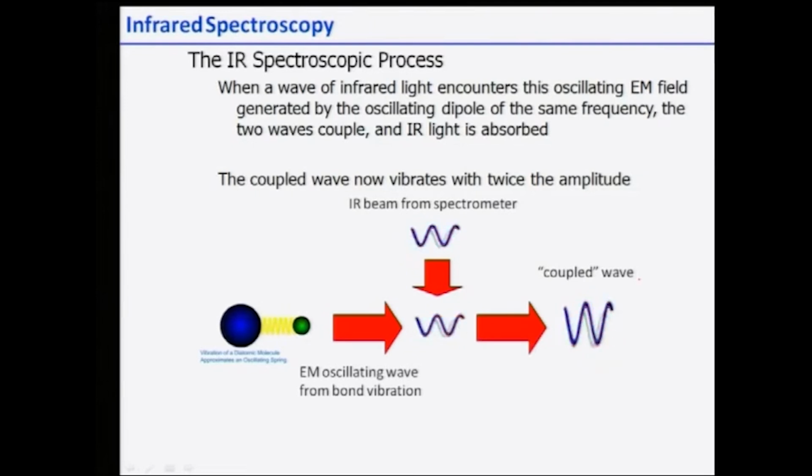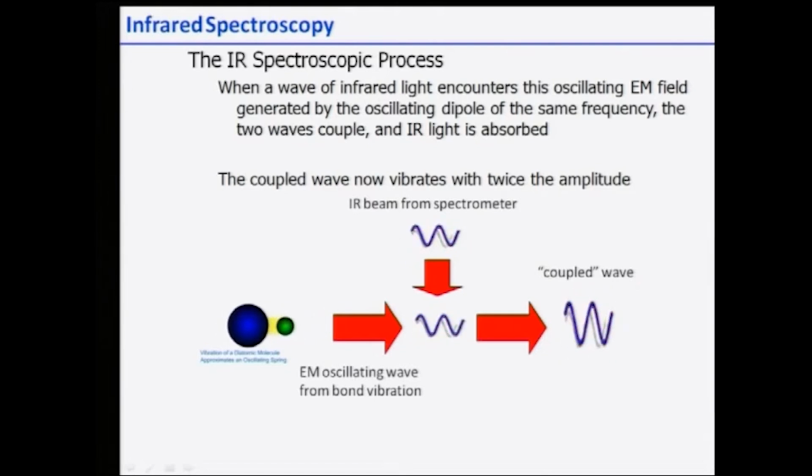Now, when a wave of infrared light encounters an oscillating electromagnetic field generated by this dipole of the same frequency, the two waves can couple. That means the IR radiation which is coming and the electromagnetic field generated by these oscillating dipoles can couple, and this coupled wave can vibrate with double the amplitude of the initial wave. That is what is shown here.